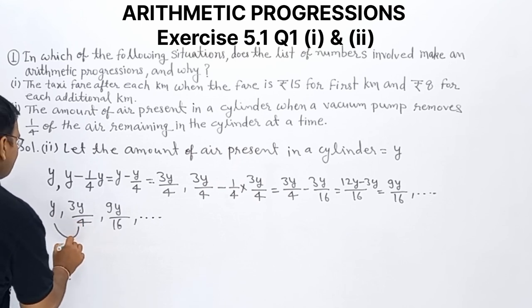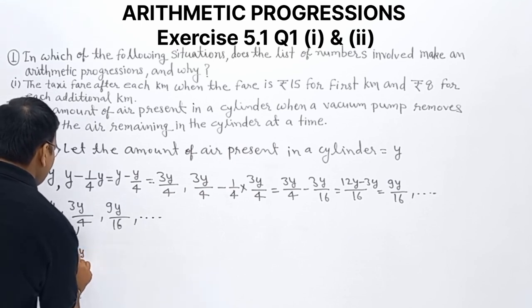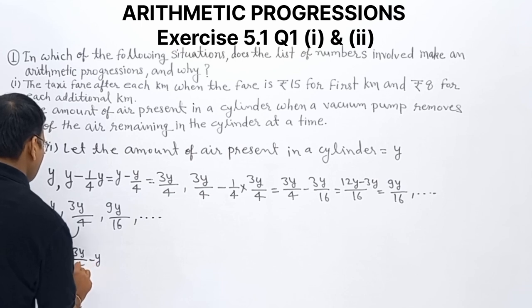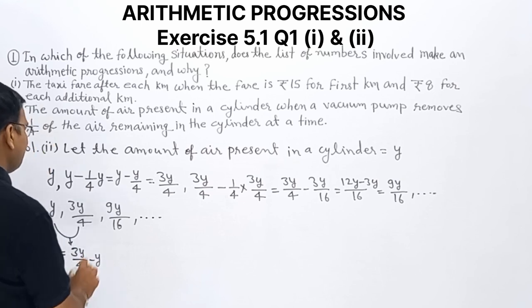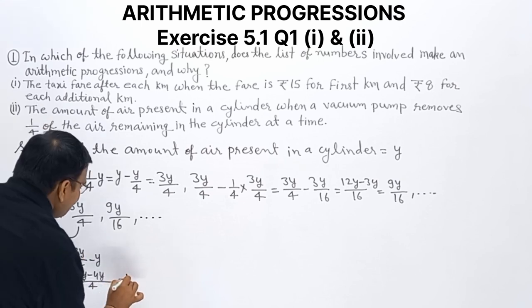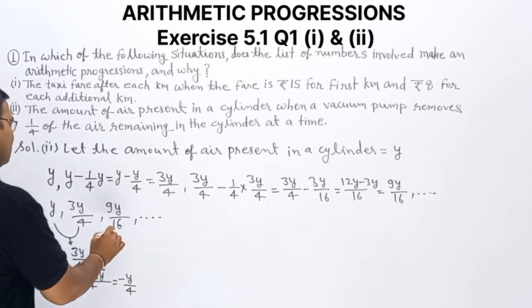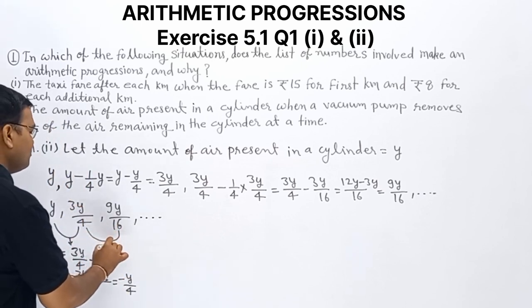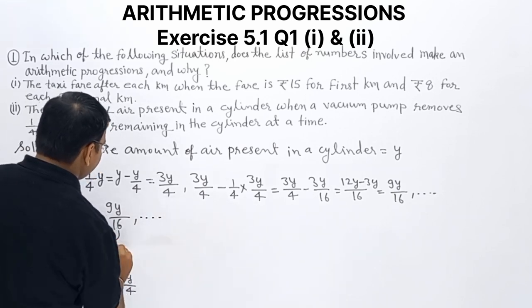Second term minus first term. What are we getting? D equal to 3Y by 4 minus Y. What about the answer? LCM is 4. 3Y minus 4Y. We are getting minus Y by 4. Clear? Now what about this one? This minus this one. What will be the D value? What about the value of D?